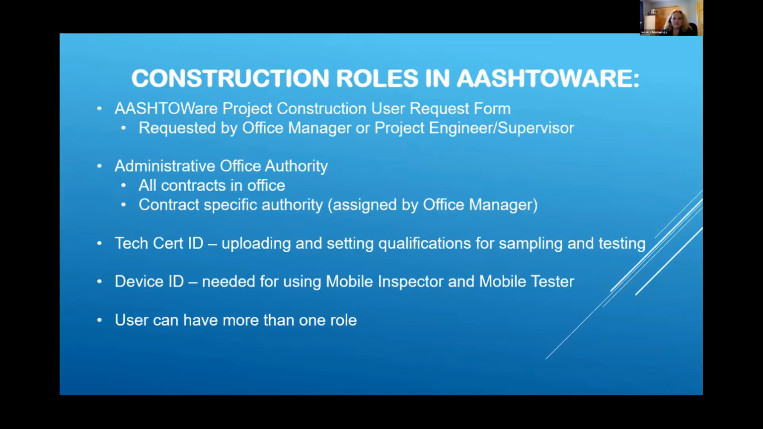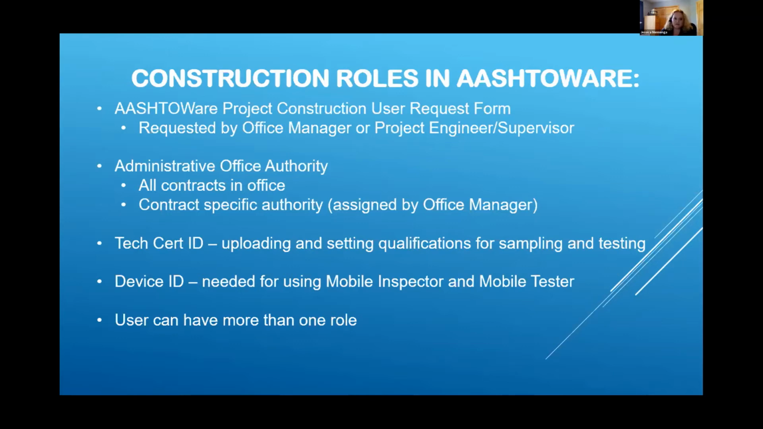So the next slide is probably a lot of what Jenny talked about. The user request form, we just require that it is filled out and sent in by the office manager or the project engineer or supervisor. They're the ones that determine what roles the people in their office should have. And then you can have administrative office authority. So if you want the user to have all contracts in your resident office, or just certain contracts, which is contract specific authority, that is assigned by the office manager.